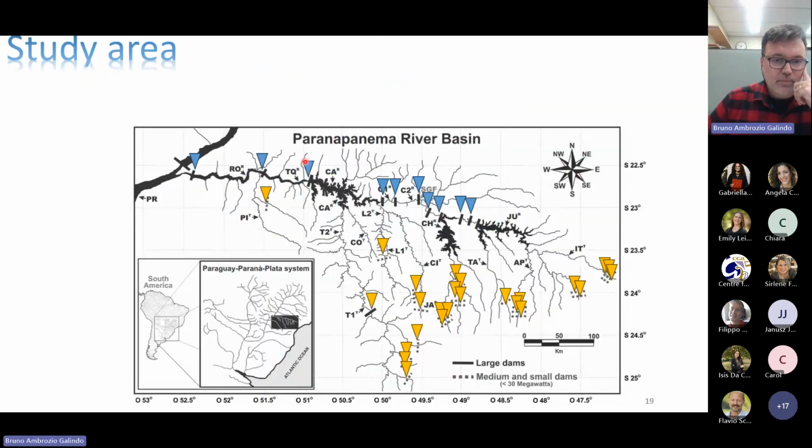So this is the Paranapanema watershed, and this is the Paranapanema River. Each blue triangle here is one hydropower plant in the main channel, and each yellow triangle here is one hydropower plant in one tributary. But we still have some free flow tributaries, or at least tributaries with free flow stretches, as for example, Pirapó River, as for example, Congonhas River, and so on.